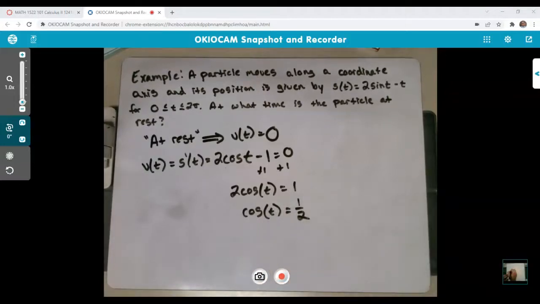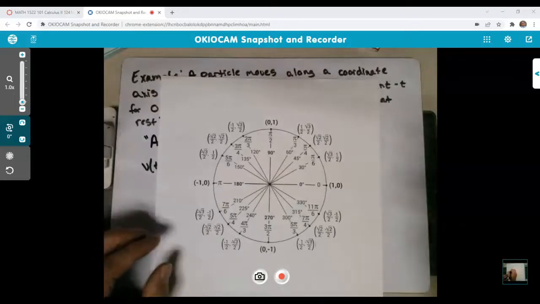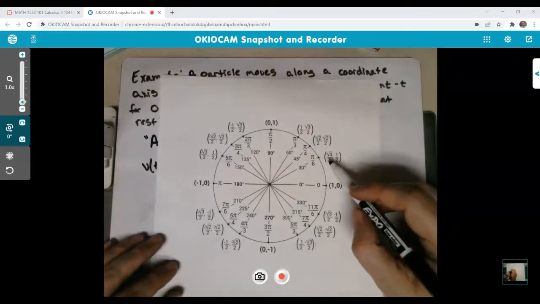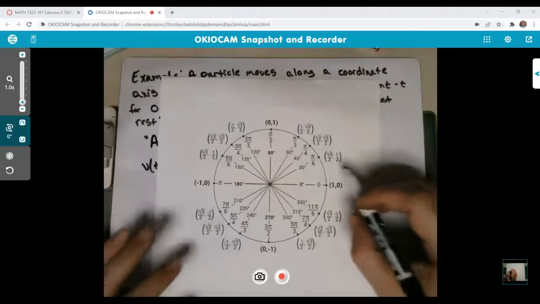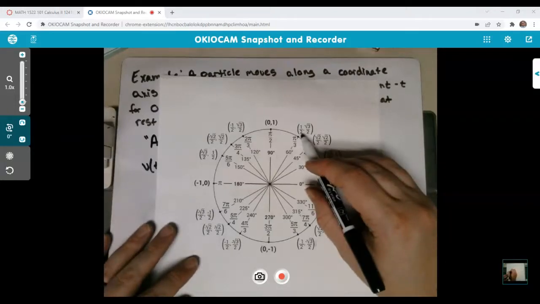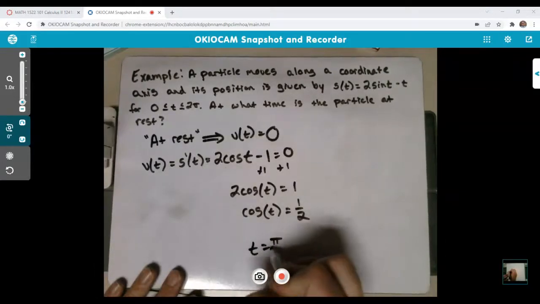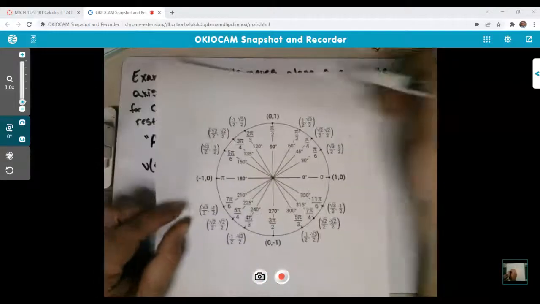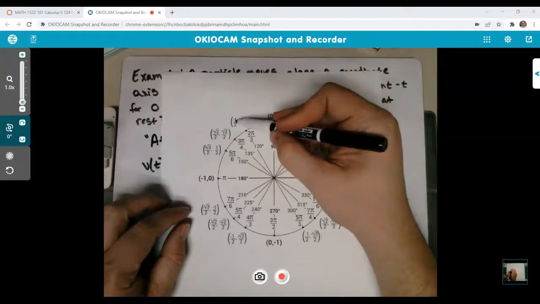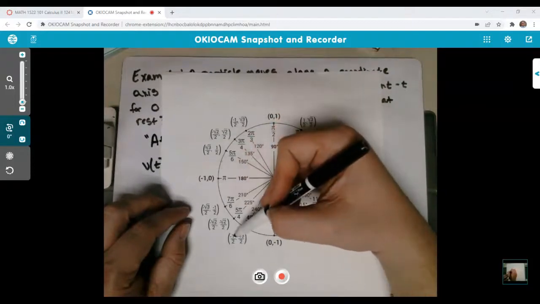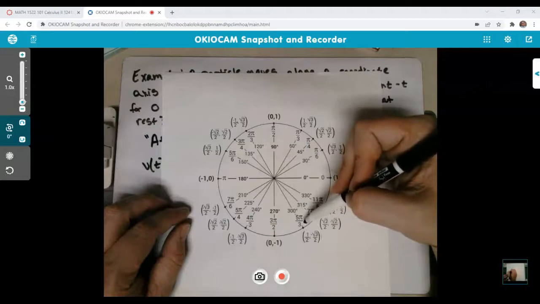So what I need to do now is I need to look and see when is cosine equal to 1/2. So you can do that on a unit circle. So on a unit circle right here, remember cosine is the value for the x. So I'm going to look at every x and see where I have 1/2. So I look, there's x equals the 1/2 right there. And that happens at pi over 3. So t equals pi over 3. And then let's see if it happens anywhere else until I get to 2 pi. Negative 1/2, so that's no good. Negative 1/2, so no good. There it is. It also happens at 5 pi over 3.